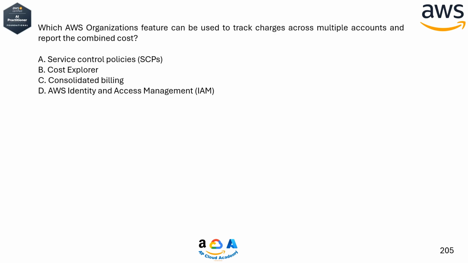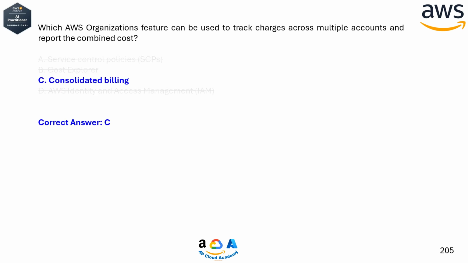Which AWS Organizations feature can be used to track charges across multiple accounts and report the combined cost? A. Service Control Policies, SCPs. B. Cost Explorer. C. Consolidated Billing. D. AWS Identity and Access Management, IAM. Correct answer, C. Consolidated Billing.